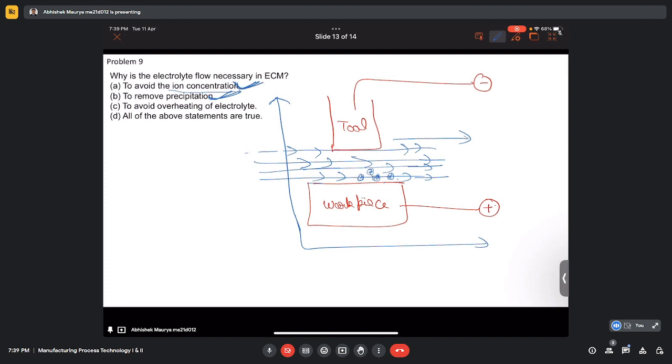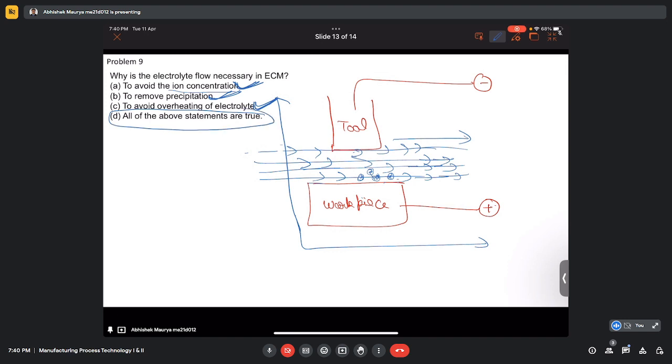As well as, because of the chemical reactions, the temperature of the electrolyte will keep on increasing, and if we flush it away and keep on supplying fresh electrolyte, the temperature in the region between the tool and the workpiece will be constant. So we don't want overheating of the electrolyte. If we keep on supplying fresh electrolyte, then the overheating problem can be avoided. So since all three are correct, the correct option is D.